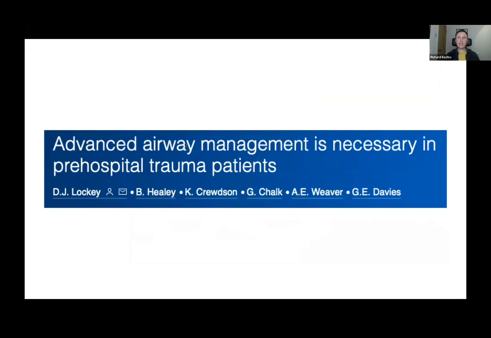How does that translate into our pre-hospital practice? Well, in 2013, there was a pre-hospital study. And so this is one ambulance service and one enhanced care team. But when the enhanced care team arrived, 11% of the patients that had been intubated had an unrecognised esophageal intubation.